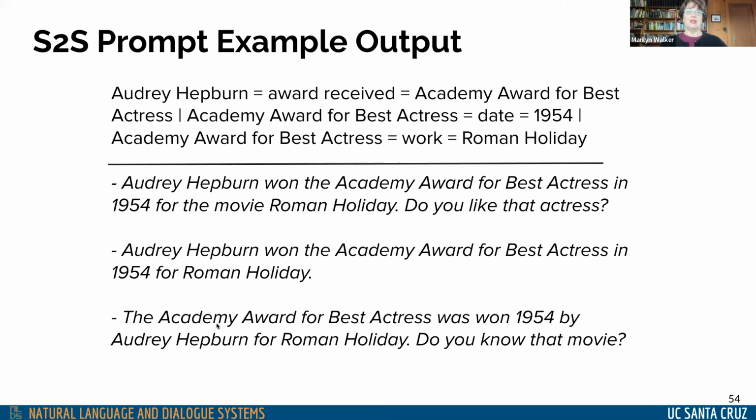This one changes the order around and talks about the Academy Award first, and uses this passive construction: Academy Award for Best Actress was won in '54 by Audrey Hepburn. So the model produces a lot of variation, and you can see that all 3 of these are semantically correct.